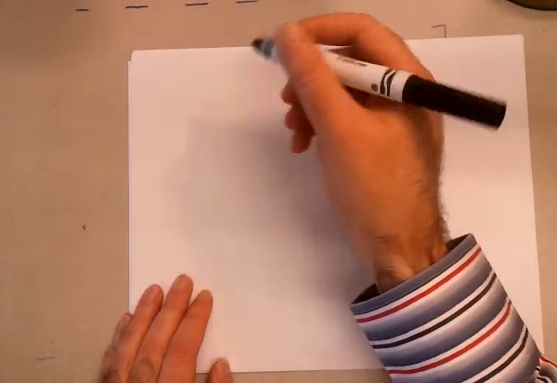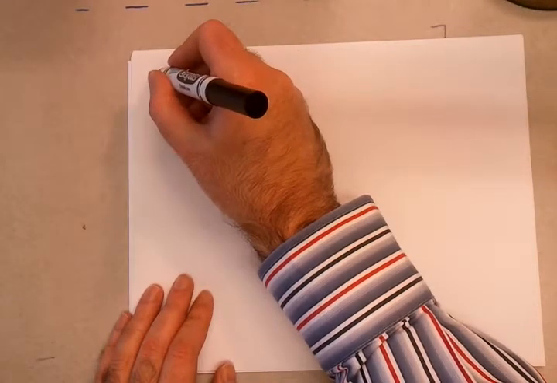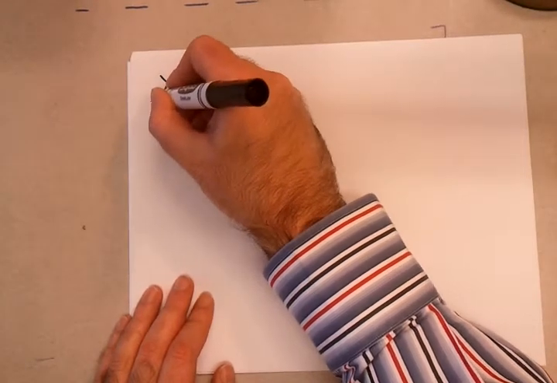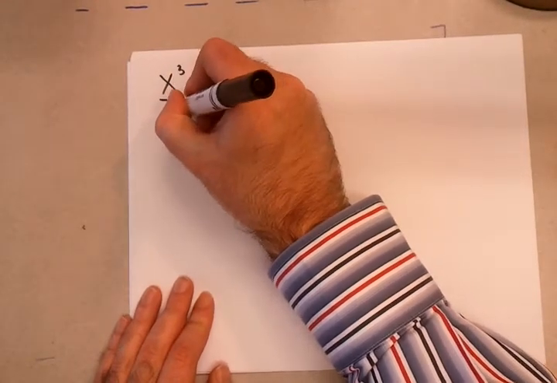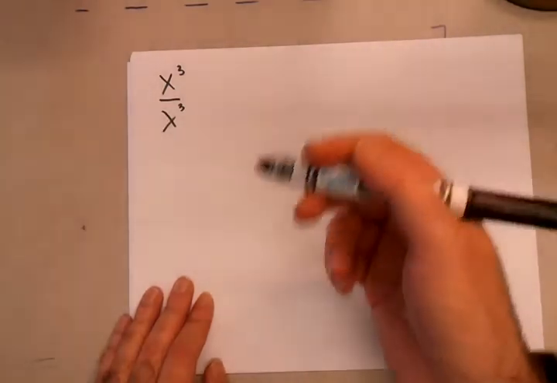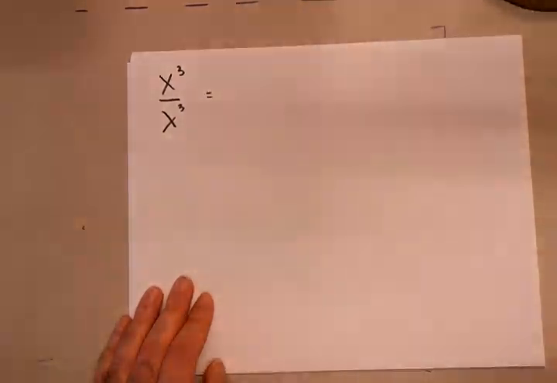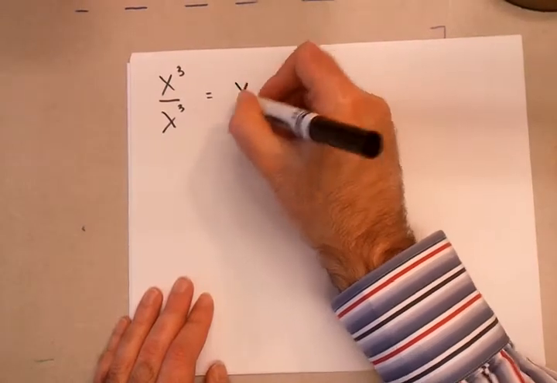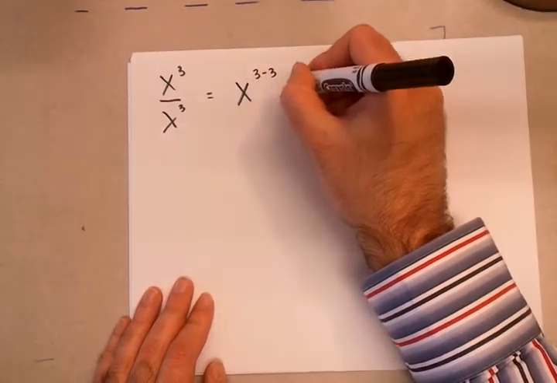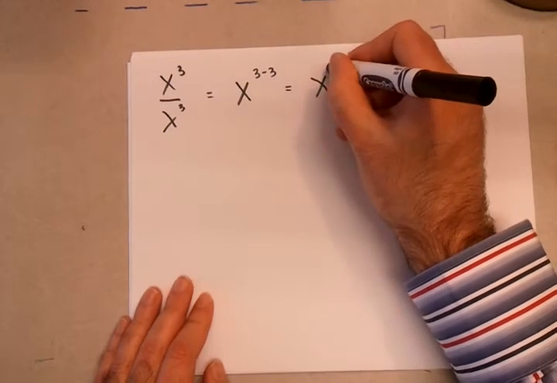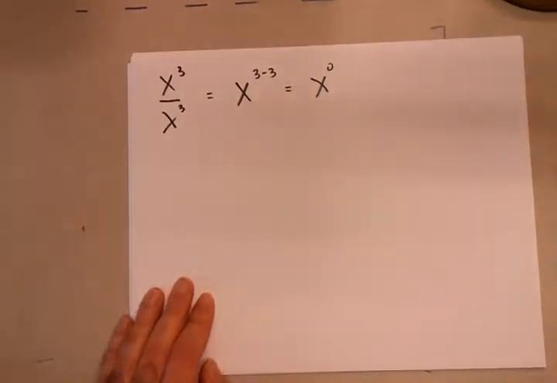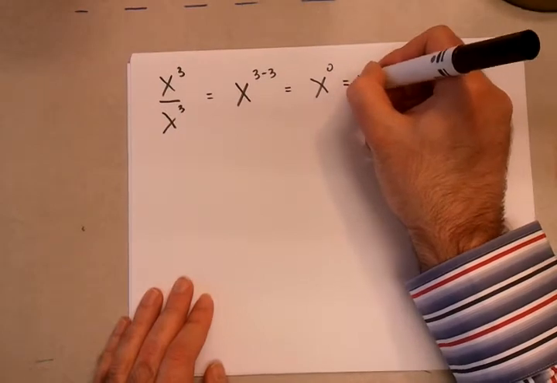For example, if you have a problem like this, which is x to the third over x to the third. Well, this is a quotient of powers. You have the same exponential base being divided against itself, so you would subtract the exponents. And when you do this, you get x to the 0 power. Any base taken to the 0 power, with the exception of 0 itself, is going to equal 1.